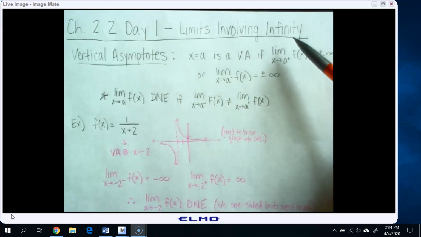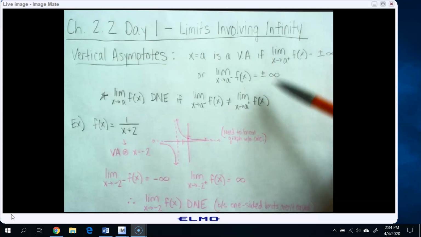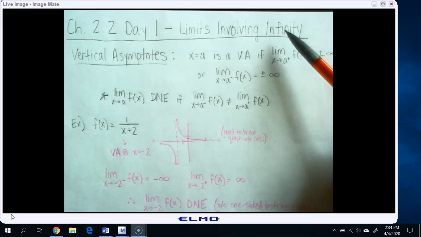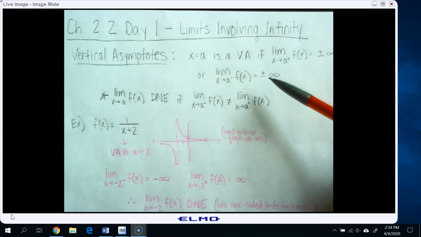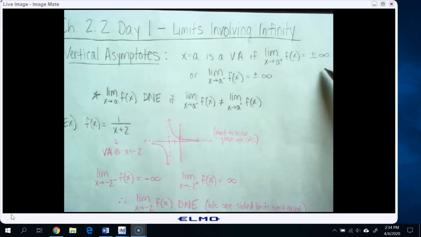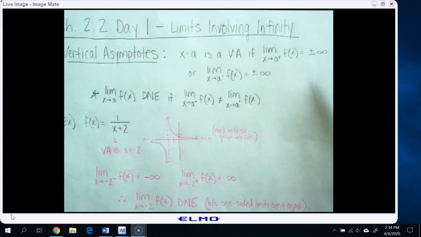We're going to continue talking about limits today by specifically talking about limits that involve infinity. Basically, limits involving infinity are going to have to do with asymptotes for the most part, so vertical asymptotes and horizontal or end behavior asymptotes. One type of limit involving infinity is when the answer to the limit is positive or negative infinity, and that would imply that there is a vertical asymptote going on.